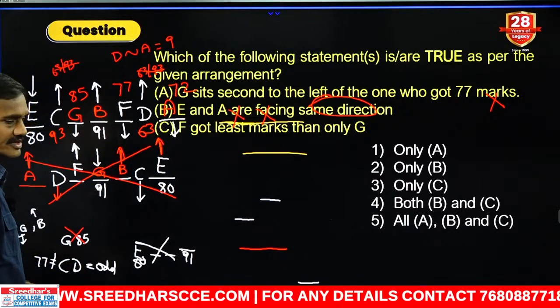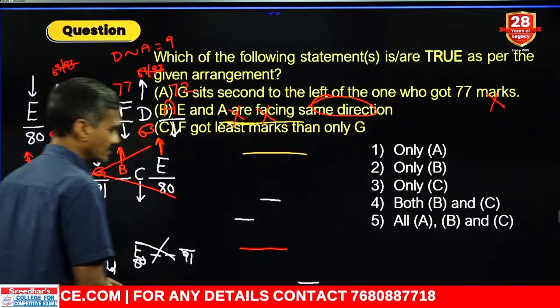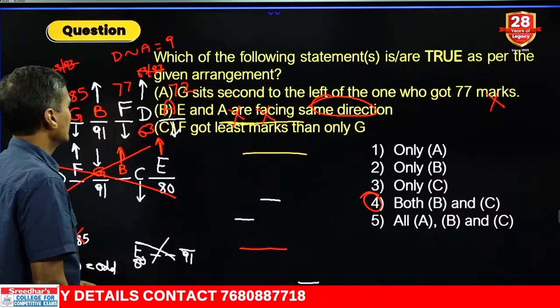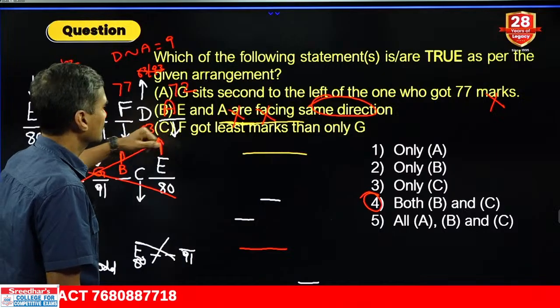That is also true. And so what is your answer? Both B and C. Both B and C, that is choice 4. Clear? Choice 4. E and E are facing the same direction. E is facing south, A is also facing south.